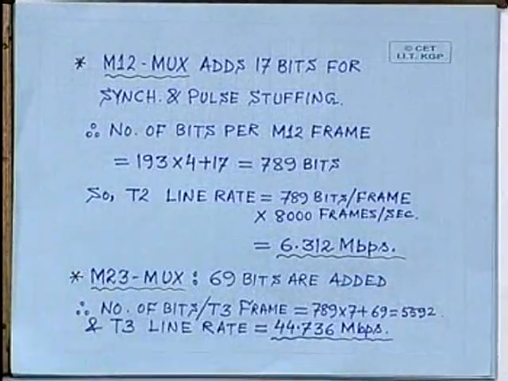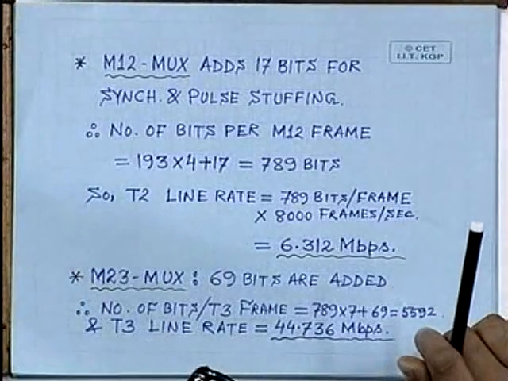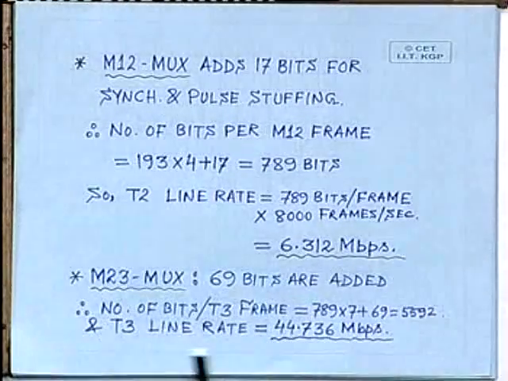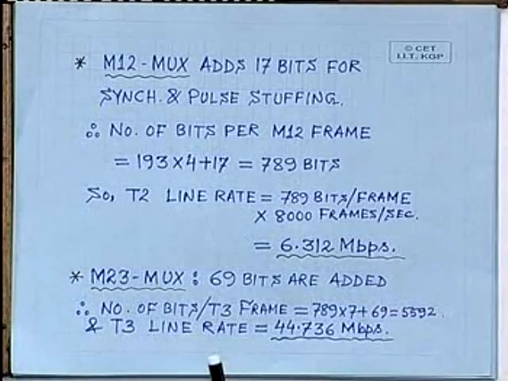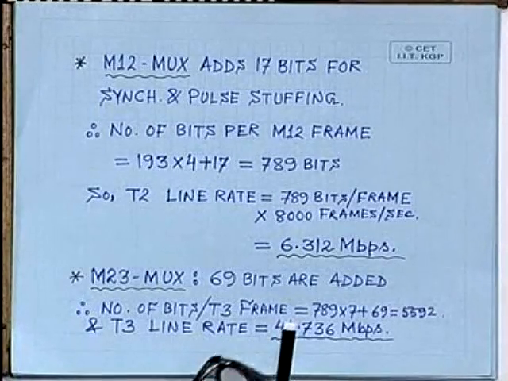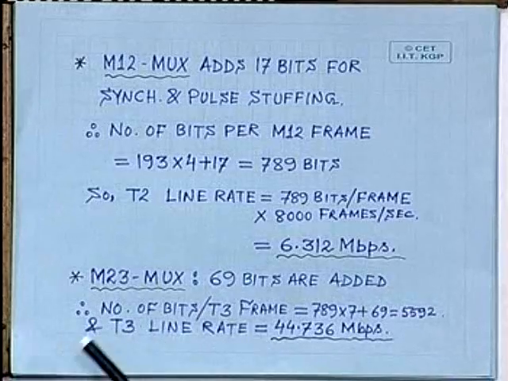You essentially have to remember the additional overhead bits. Okay. 17 from T1 to T2, then 69 from T2 to T3, and then 720 from T3 to T4.